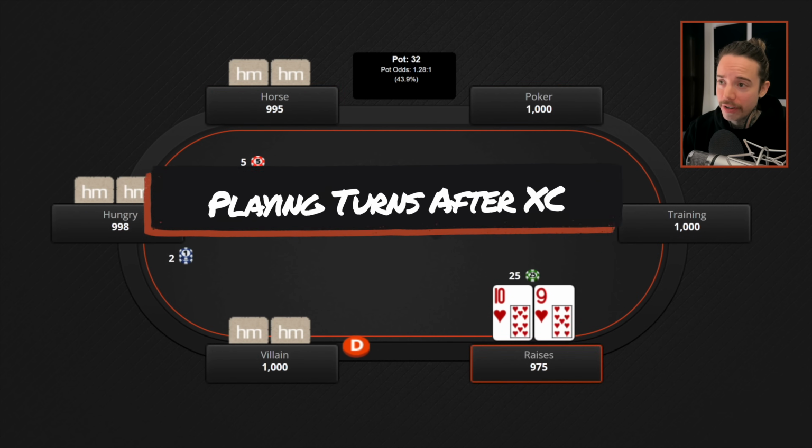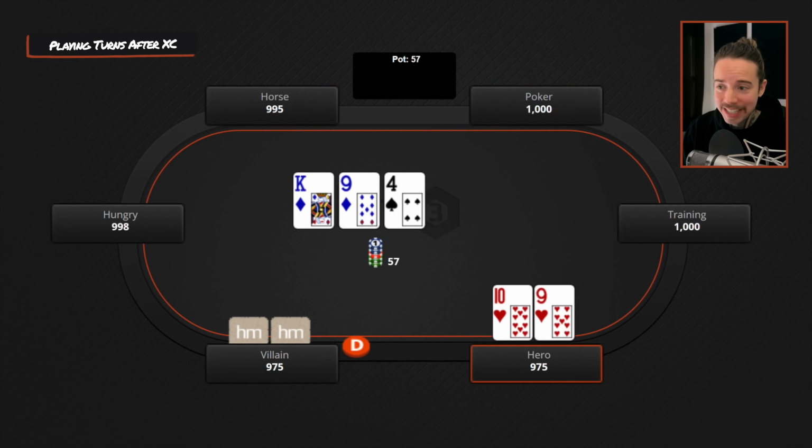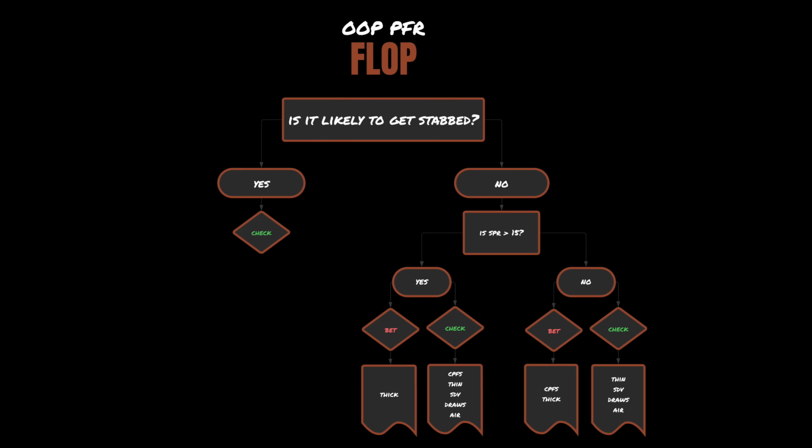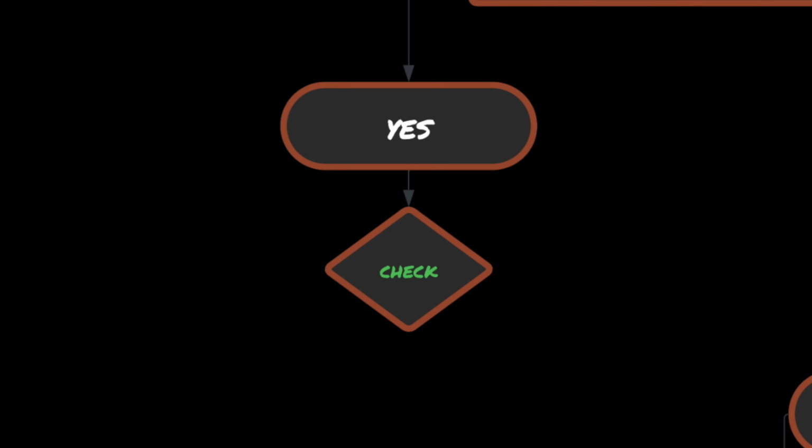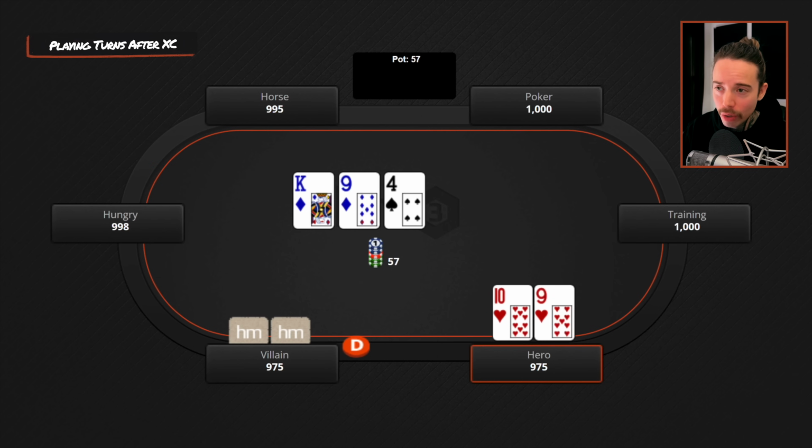All right, next let's talk about how to play turns after check calling the flop. Let me show you an example. We're gonna open 10-9 of hearts here in the cutoff. Opponent calls on the button. Flop comes king 9-4. First we want to start with our flop decision-making point. You see here on the flop, we ask, is it likely to get stabbed? The board is wet and dynamic, so I would say yes. So we are just checking our entire range here. Back to the board, we are going to check.